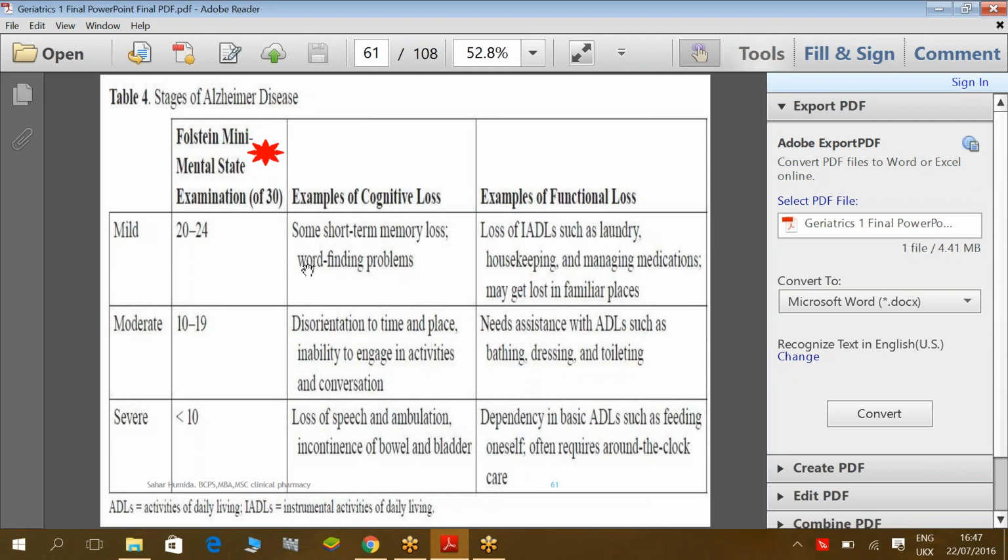In the mild stage, there will be short-term memory loss and a word-finding problem. In the moderate stage, the patient will not know the time and will not know the place, he will be disoriented, and he will be unable to engage in activity and conversation. In the severe stage, which is the end stage, there will be a loss of speech and incontinence of the bowel and bladder. Okay, you have to know 20 to 24, 10 to 19, and severe.